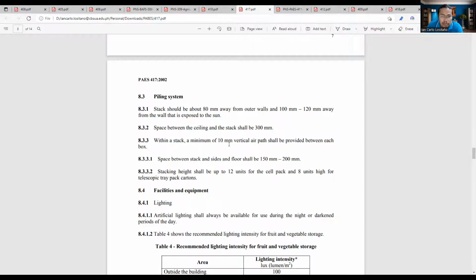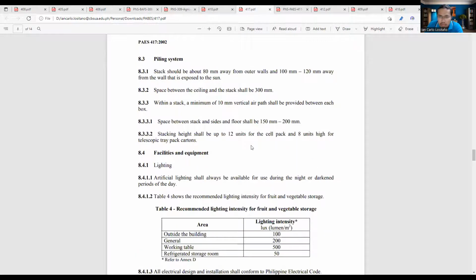Within a stack, a minimum of 10 millimeters vertical air pass shall be provided between each box, and space between stack and sides and floor shall be 150 to 200 millimeters. And the stacking height shall be up to 12 units for the cell pack and 8 units high for the scopic tray pack cartons. Actually, this would depend on the properties or the specs of the boxes, or even the quality of the boxes. Sometimes this could be limited only to 7 for low quality boxes.